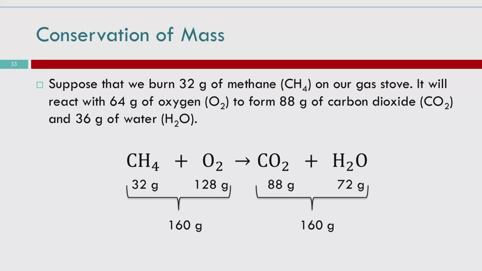Let's say that we burn 32 grams of methane on our gas stove. It will react with 64 grams of oxygen to form 88 grams of carbon dioxide and 36 grams of H2O. We're not doing a problem here, it's just showing you that we've got 32 grams of methane, that's our first reactant, this CH4. It's going to react with 64 grams of oxygen, our O2, and that's mislabeled as 128. Very cool. And it'll form 88 grams of carbon dioxide, and I cut my water in half apparently too.